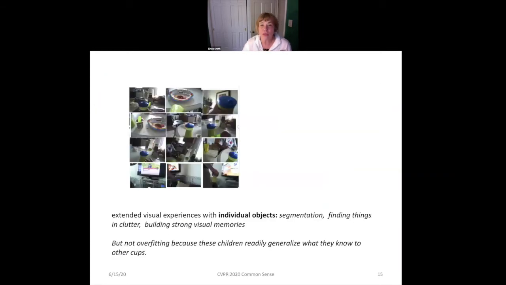So one thing to think about is, what are these massive experiences of a single object teaching? Well, they're likely to teach things like segmentation, like finding it in clutter, building strong visual memories. So much experience with one individual object that you know and want and are very much interested in is likely to teach some really basic principles that are important to vision and seeing objects.